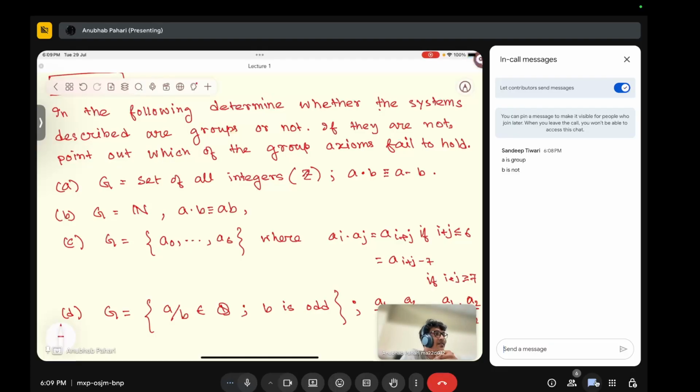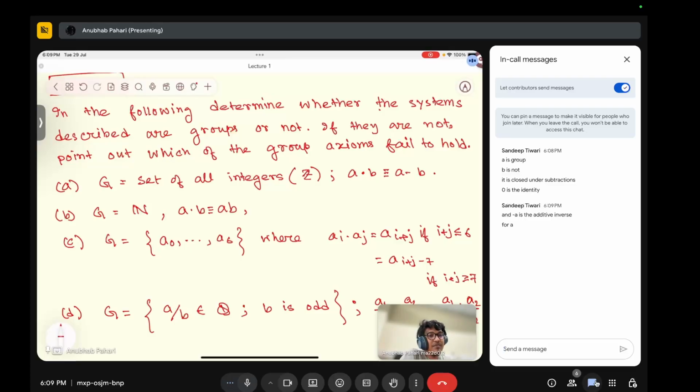So there are four group axioms, right? That is, it has to be closed under the operation. Then the operation should be associative. Then it should have a unique identity element, and it should have an inverse element. So what about the associativity? Can you check it?